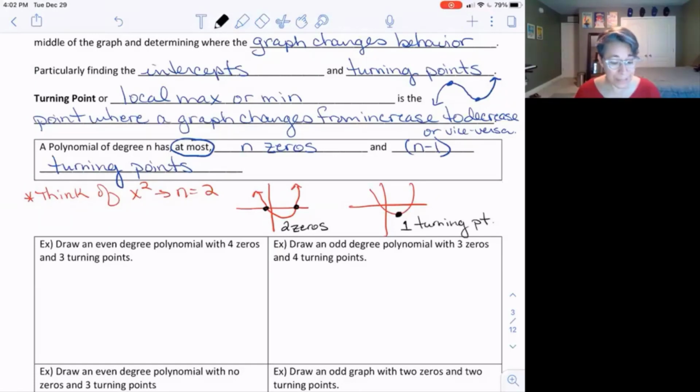Now again, it means at most because that parabola could have no zeros. The whole parabola can be above the x-axis and never touch it. Okay, so it's at most n zeros and 1 less than that turning points.